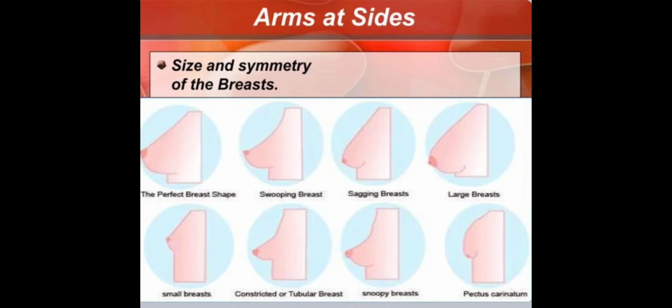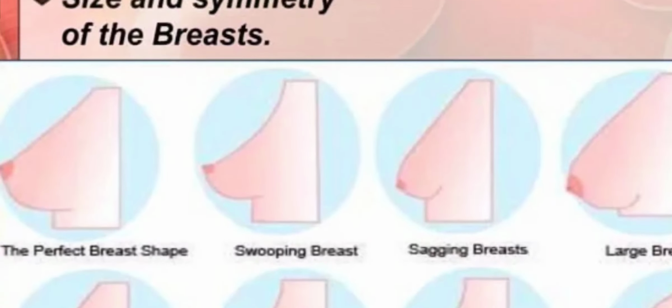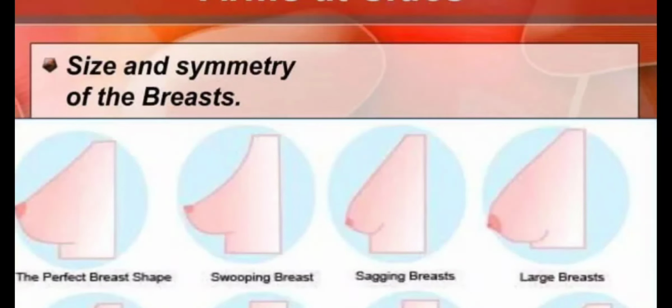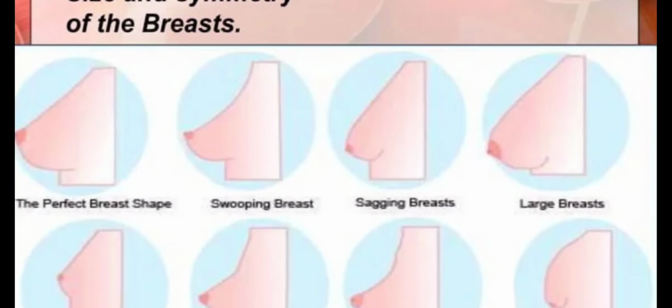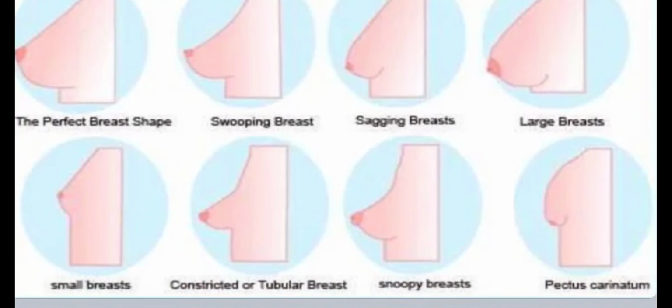So, size and symmetry po ng ating breast. Check po yan siya while nasa side po yung mga arms ng patient. So, ito po yung perfect breast shape. Ayan po siya. We have the swooping breast. The sagging breast, usually common po siya nakikita pag nagbe-breastfeeding yung mother or pag matanda na po. We have large breast, sa mga matataba na pasyente. We have small breast, constricted or tubular breast. Yan, parang medyo nakatusok. We have Snoopy breast and we have pectus carinatum.